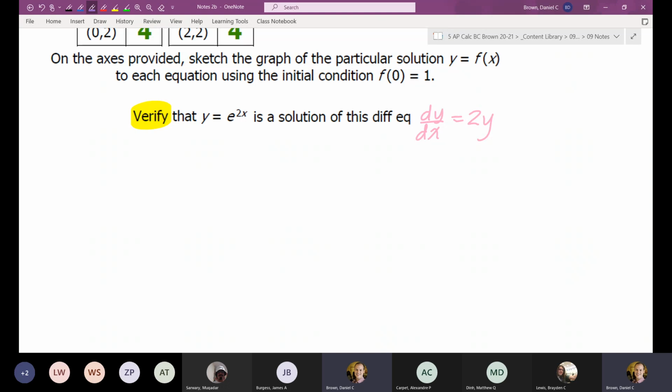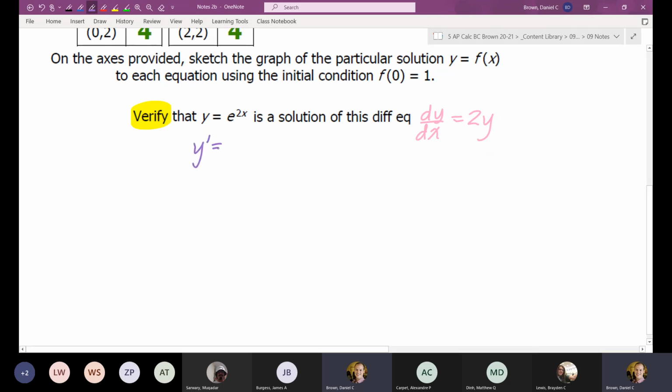So basically what this question is telling you is, hey, y equals e to the 2x is a possible function that has a derivative of 2y. Show that that function does have a derivative of 2y. Any ideas of what you could do to show that that function does have a derivative of 2 times y? Take the derivative. We're talking about derivatives, so let's find it.